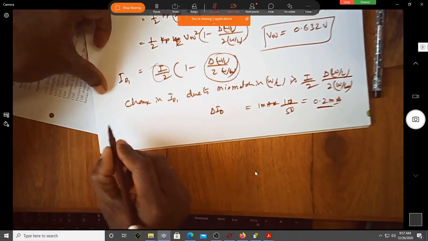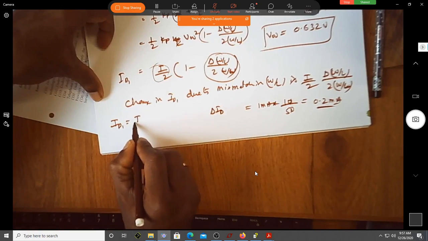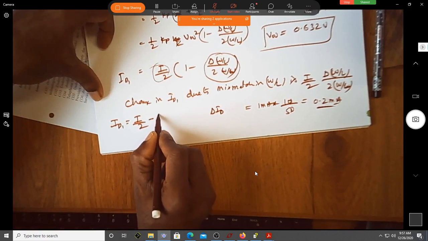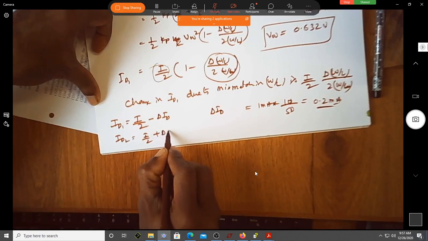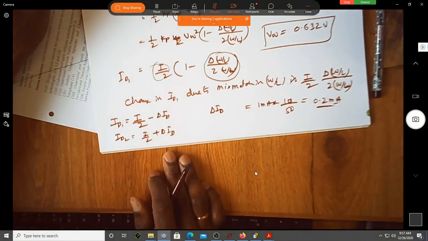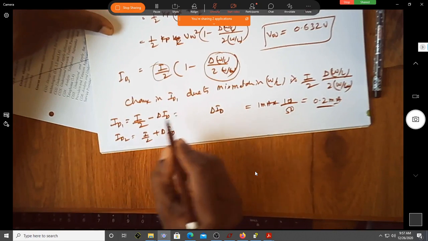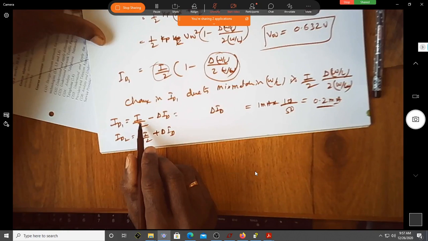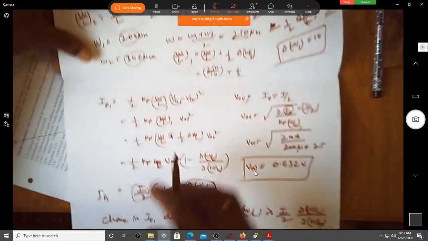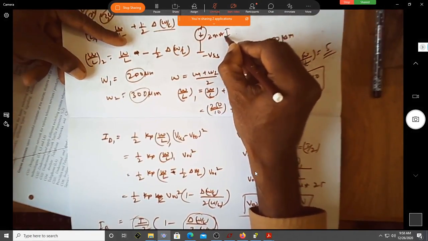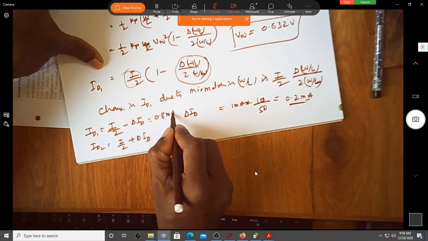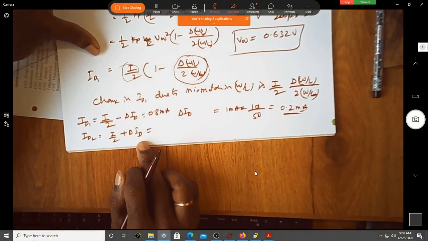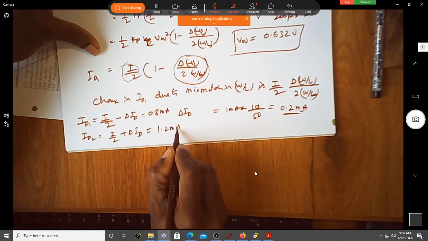Done. What is ID1? ID1 is equal to I by 2 minus delta ID. ID2 is I by 2 plus delta ID. Okay? So what is actually I by 2? 1 milliampere. I by 2 is 1 milliampere because I is 2. So it is 1 minus 0.2, which is 0.8 milliampere. How much is this? 1.2 milliampere. Okay?